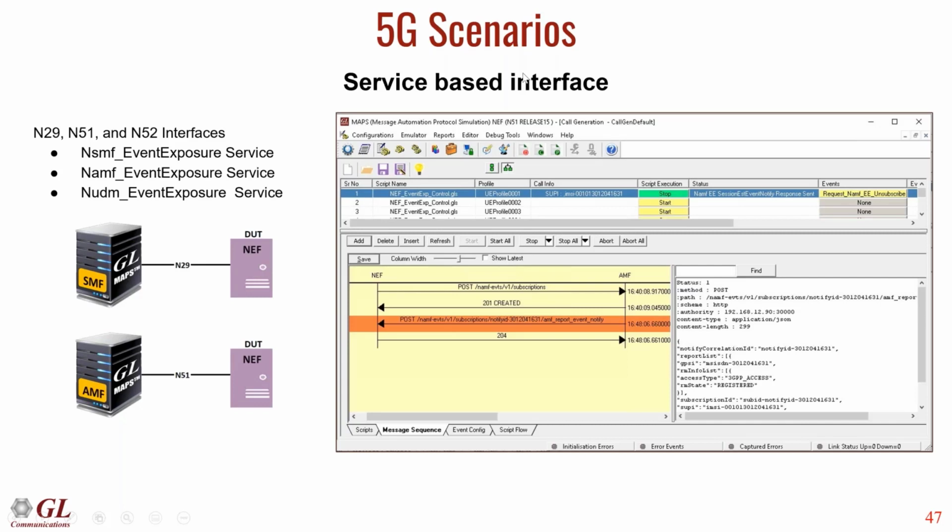This is another new feature we have added: event exposure. We are allowing NEF to connect to our AMF or SMF to get notifications of UE events. Here the NEF is subscribing to the AMF for events, requesting a registration event. So whenever the UE registers to this AMF, the AMF will generate a notification of the UE's status.